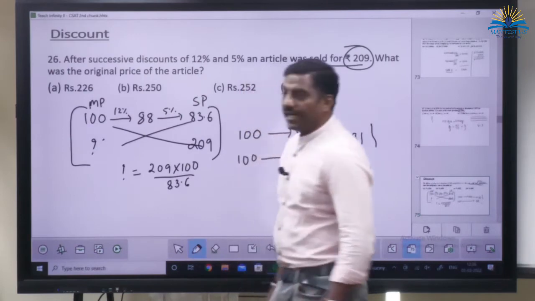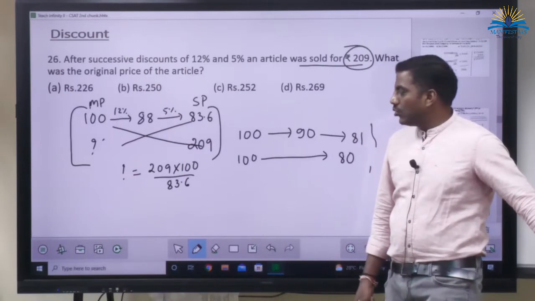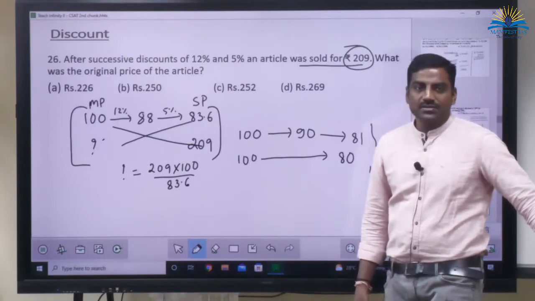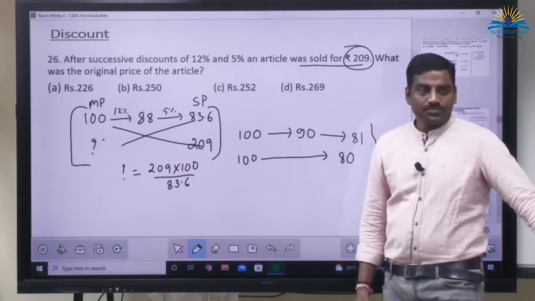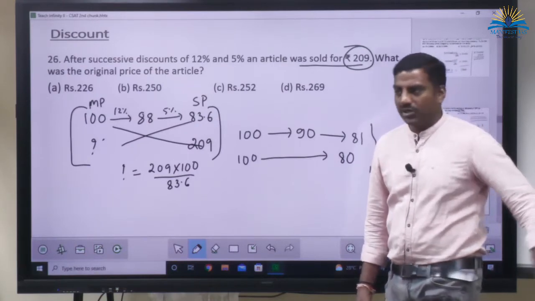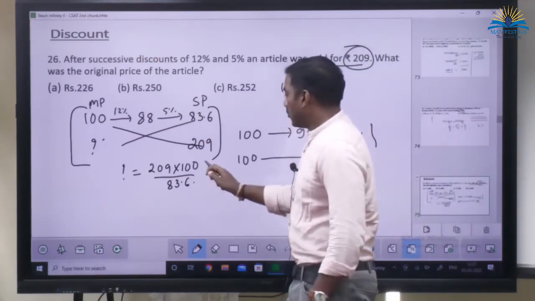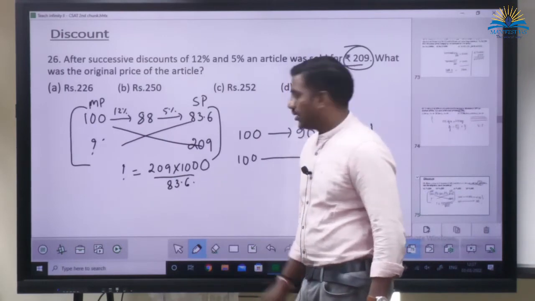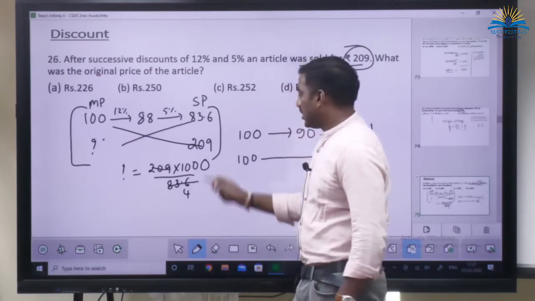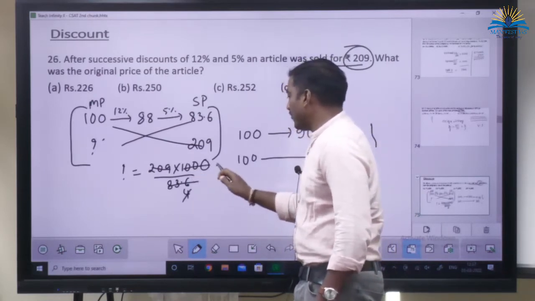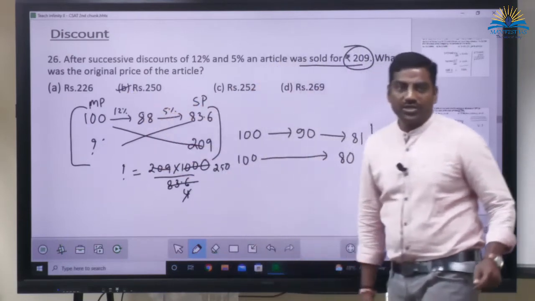Usually in such things, these bigger numbers will be divisible by each other. Look at 209 and 83.6. If you multiply 209 by 4, it will be 83.6 with the point. But get rid of this point first. When you remove the point here, you will put 0 here. Then 209 ones are 209, fours are 836. And 1000 divided by 4, 4 ones are 250s. So finally, the price will be 250.